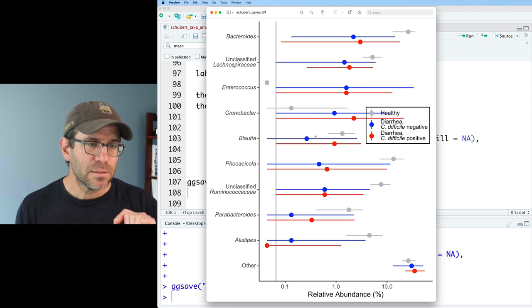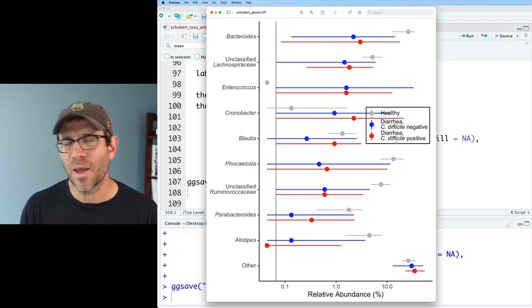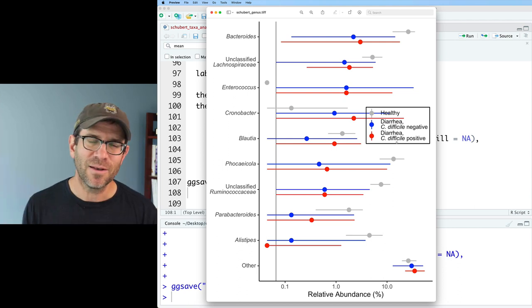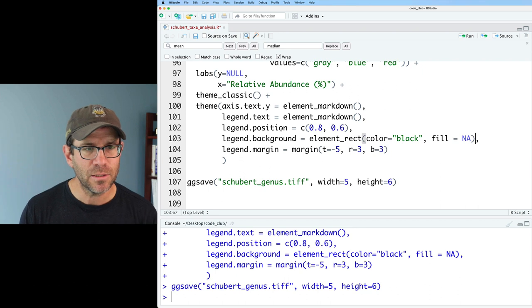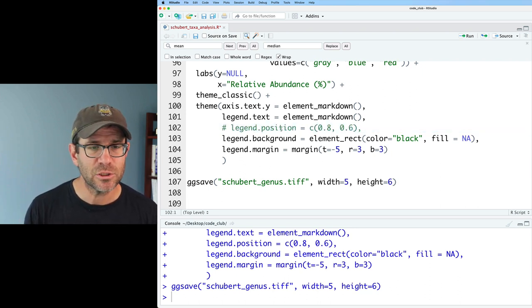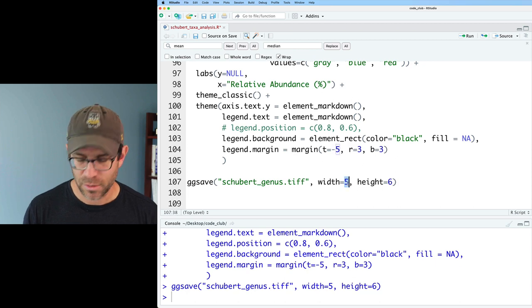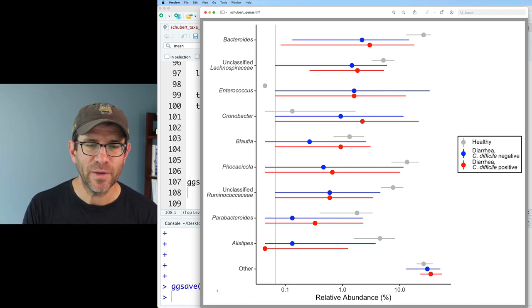All right, the next thing I want to take on is our legend. It's always in the way, and I've been bumping it and moving it in recent episodes. I'm going to go ahead and move it outside of the plot finally, and I can do that by commenting out my legend position argument in the theme function. I'm going to make my width a little bit wider, make it 7 inches. And so now you can see that we have that legend outside of the figure.